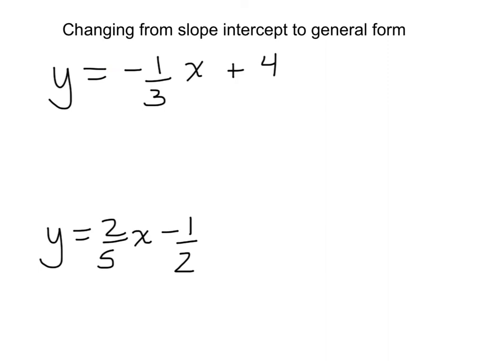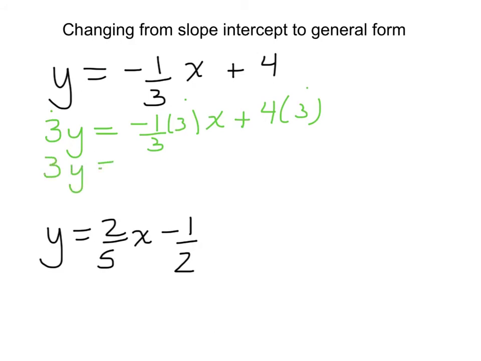All right, hope you had a chance to work through this problem. So let's look at the first one. Well, we only have one fraction, so that makes life pretty easy. We're going to multiply everything through by 3. So we'll get 3y equals minus 1/3 times 3 times x plus 4 times 3. Don't forget to do everything by 3. And now let's simplify. 3y equals minus 1x plus 12.